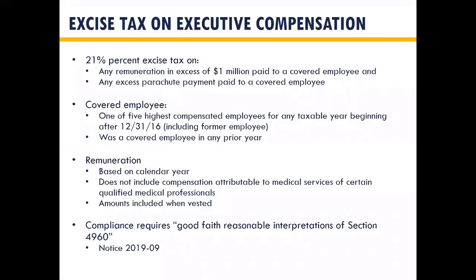So, excise tax on executive compensation falls under IRC section 4960. This is one of those issues that's going to affect probably a smaller number of taxpayers, and many organizations hopefully and most likely will not encounter it. It's a 21% excise tax on remuneration in excess of $1 million paid to a covered employee, and it also covers excess parachute payments paid to covered employees. The guidance that was issued in Notice 2019-09 requires a good faith, reasonable interpretation.